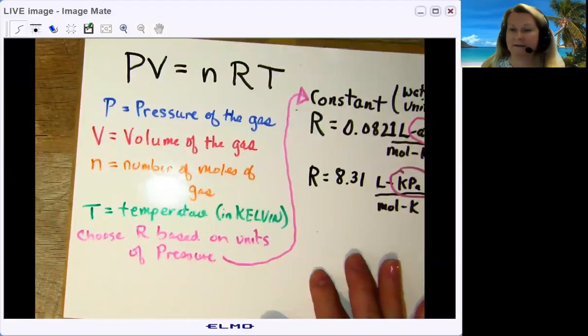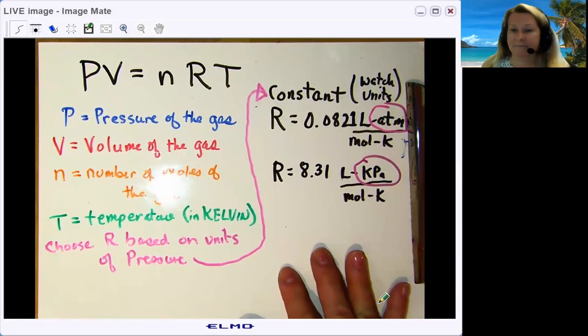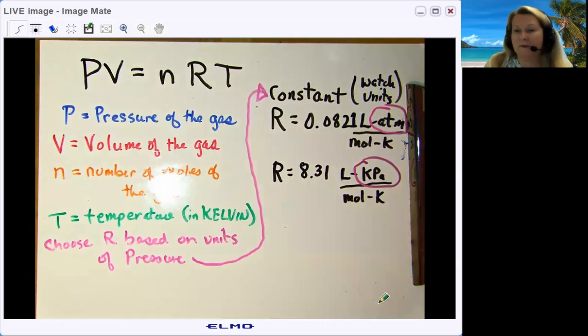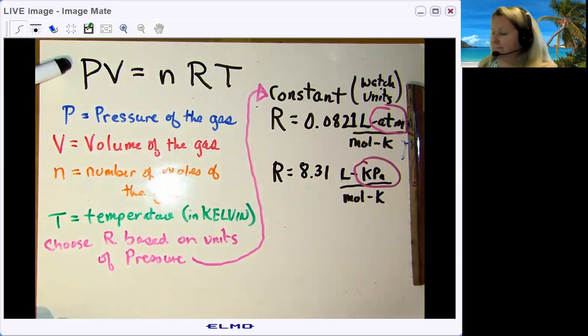I'm going to start sharing my screen now, and let's go over the ideal gas law. Here we have the ideal gas law: pressure times volume, PV, equals nRT. n is the number of moles, R is a constant, and T is the temperature in Kelvin.